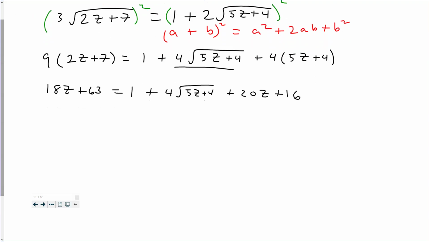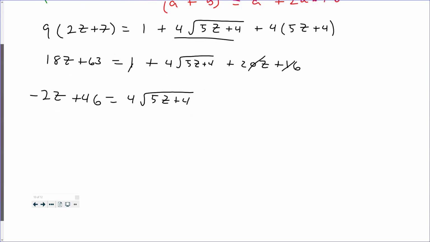So subtract the 20z over, I have negative 2z. Subtract the 16, 1 is 17. Subtract the 17 over, we get, what is that, 47? 46? Equals 4 times the square root of 5z plus 4. Everyone with me?